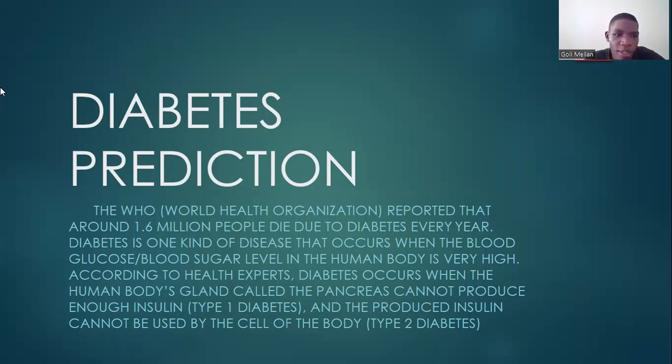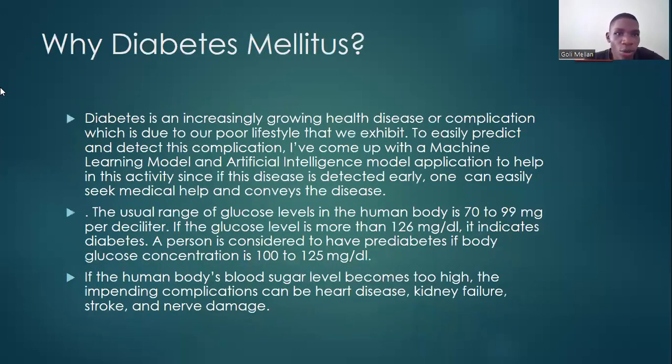It comes about when the glucose or blood sugar levels in the body are very high and the body can't manage these blood sugars. According to health experts, diabetes occurs when the human body's gland called the pancreas cannot produce enough insulin, and that's diabetes type 1. And if the produced insulin cannot be used by the cells of the body, that's diabetes type 2.